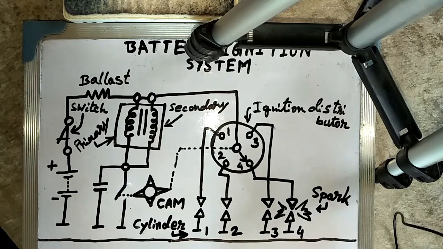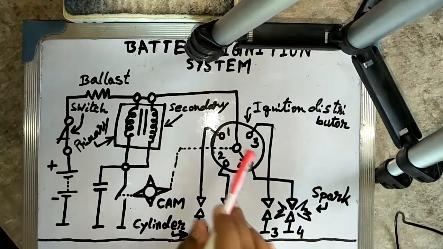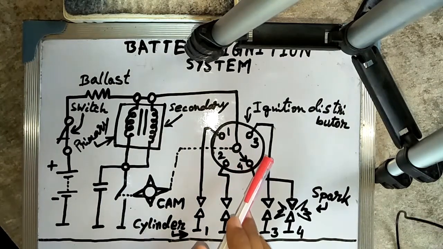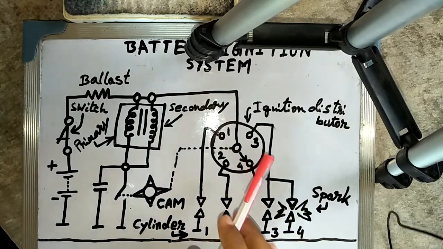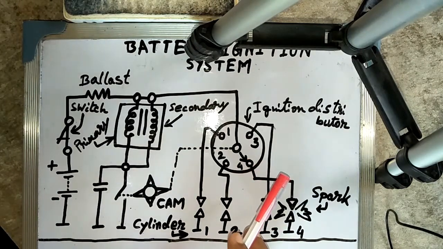The secondary winding consists of a large number of turns of very fine wire wound on the same core with the primary. The high secondary voltage is led to the proper spark plug by means of a rotating switch called the distributor. This is the rotating switch. Okay, this is the distributor, which is located in the secondary or the high tension circuit of the ignition system.